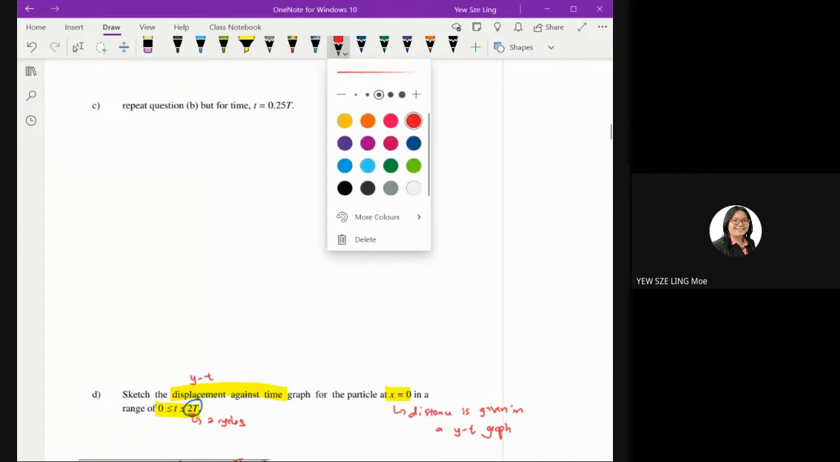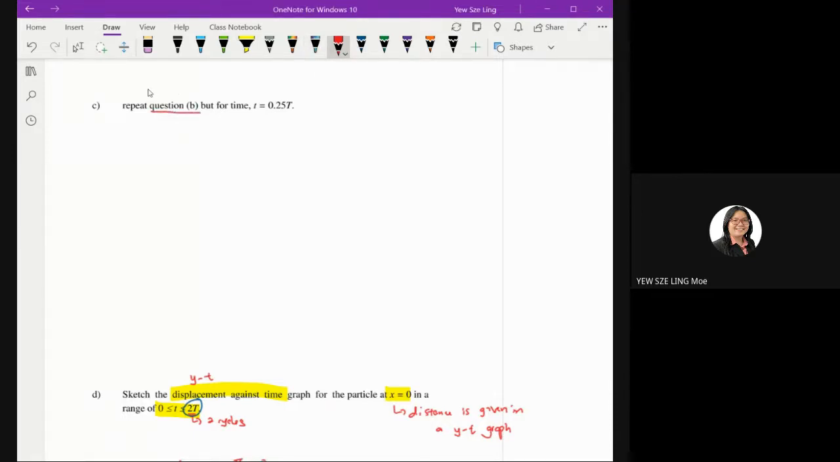So according to question B, you need a y against x graph for the range between 0 until 2 lambda, where you have 0, x, and 2 lambda. But now the difference is time is no longer at t equals 0, but t equals 0.25 capital T, which is your period. So now at t equals 0.25 T, you need to know what the value is first.